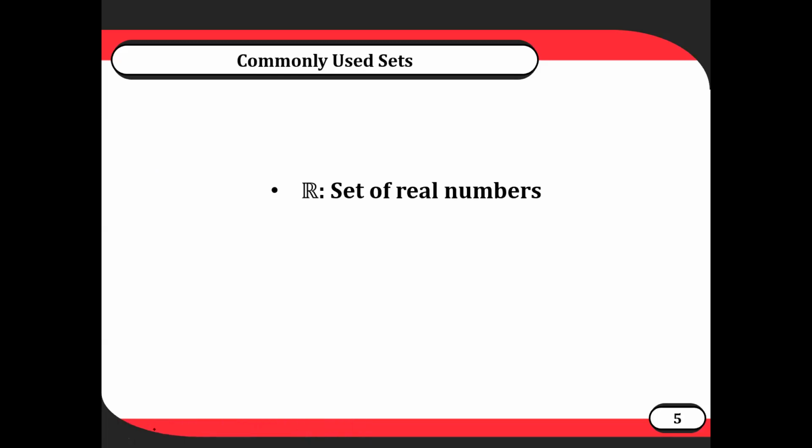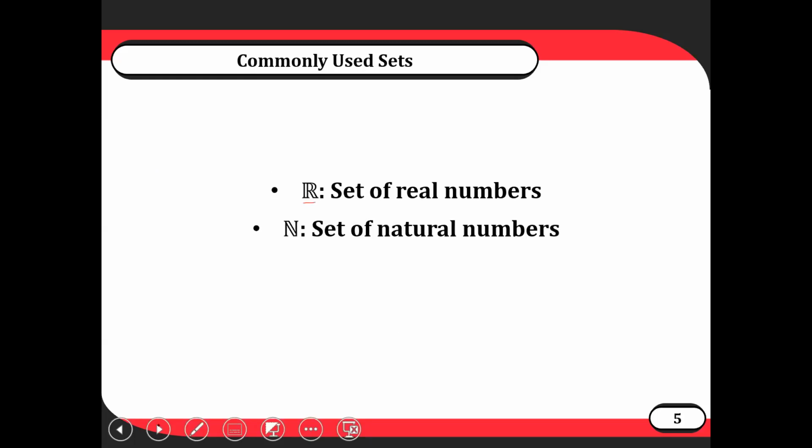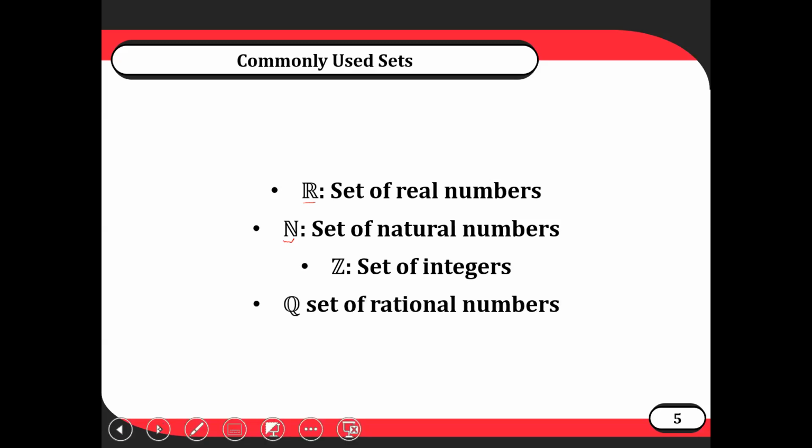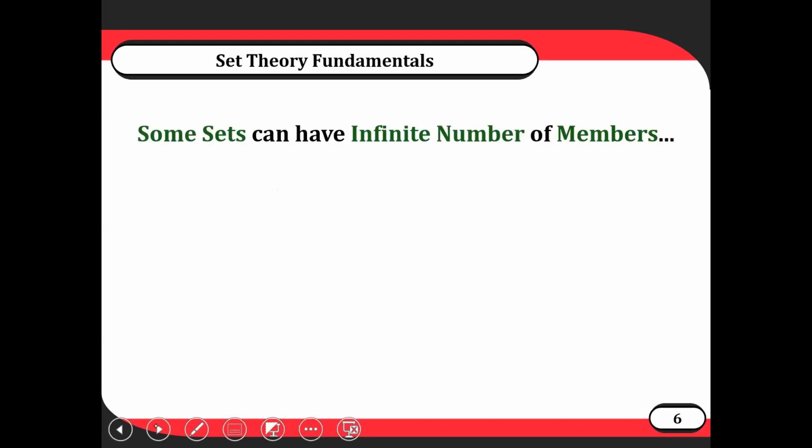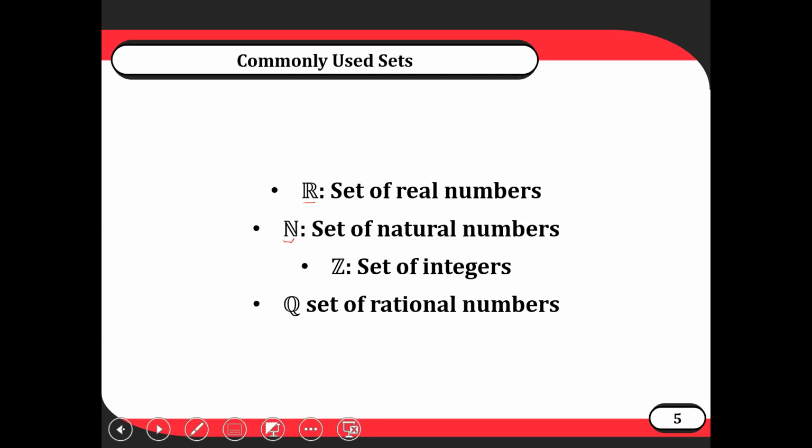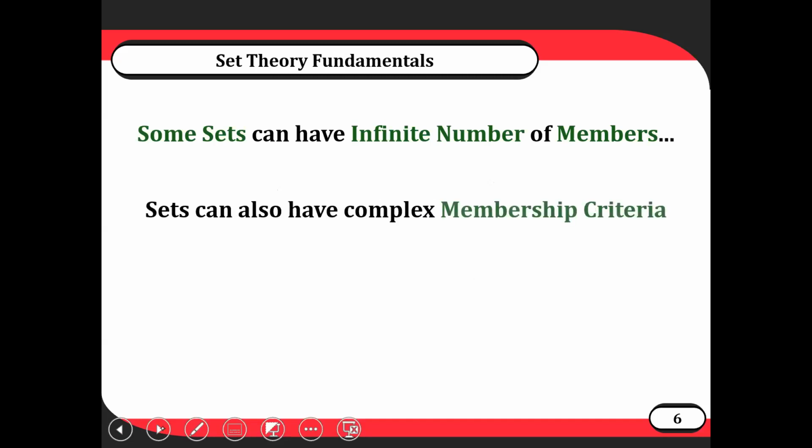So, some commonly used sets. This funny looking R is the set of real numbers. N is the set of natural numbers. Z is the set of integers. Q is the set of rational numbers, and so on. We can define our own sets as well, but those are some commonly used ones. Some sets can have infinite numbers of members. In fact, all of these sets are infinite. So they're more difficult to express.